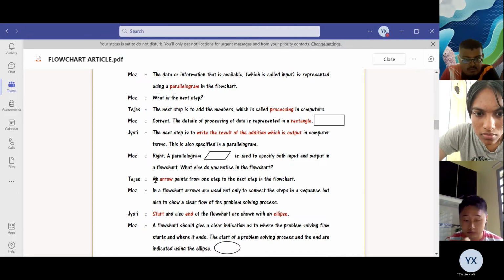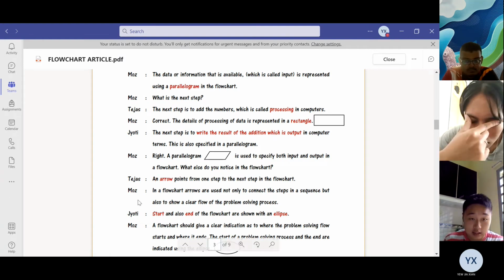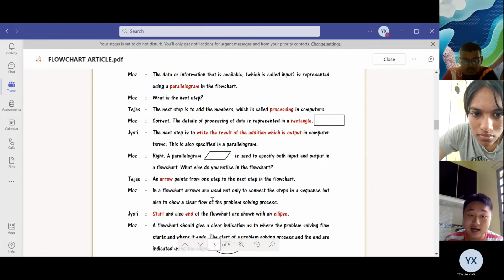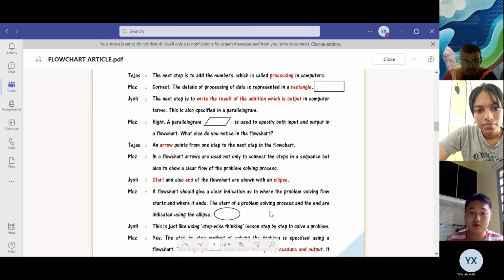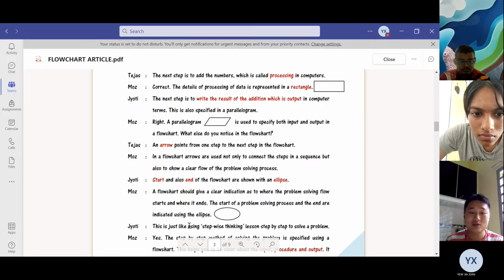An arrow points from one step to the next step in the flowchart. In the flowchart, arrows are used not only to connect the steps in the sequence, but also to show a clear flow of the problem-solving process. Start and end of a flowchart are shown with an ellipse. A flowchart should give a clear indication as to where the problem-solving flow starts and where it ends. The start of a problem-solving process and the end are indicated using the ellipse.